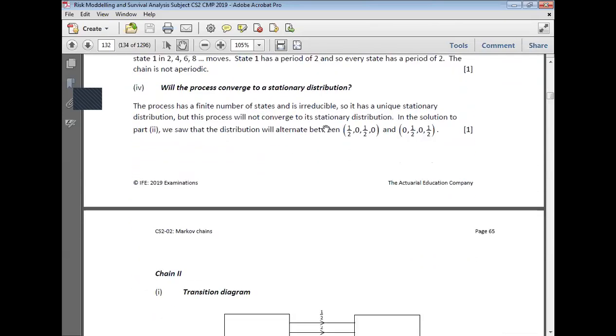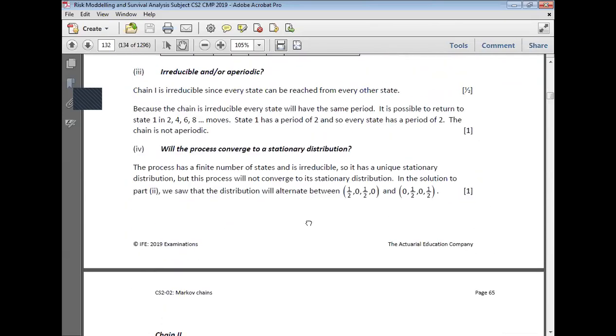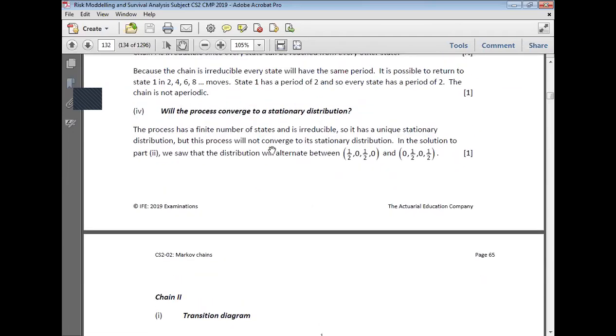Do not sit and calculate all the paths. So what does it say? It will not converge to its stationary distribution. But again, because the chain is irreducible and because we have a finite number of states, we know that there is a unique stationary distribution. It's just that you will never achieve it, at least if you are starting in state 1 at time 0. Does this make sense to you guys?